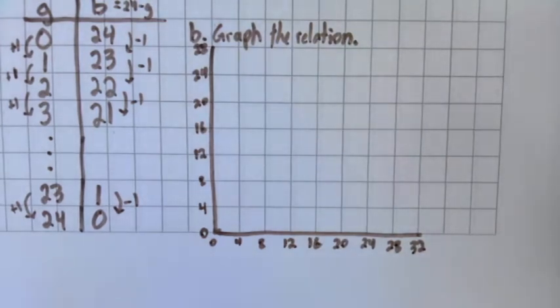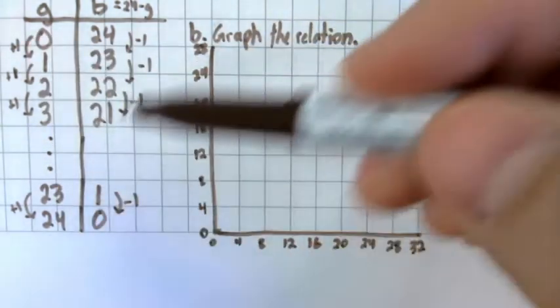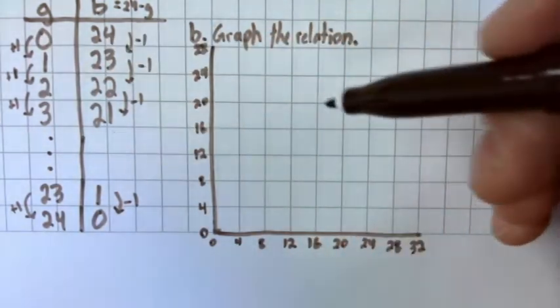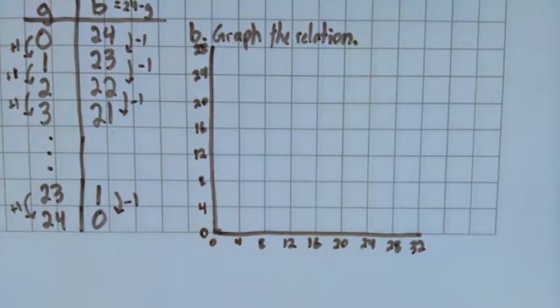And then all I need to do is start plotting these points. And we're going to see a nice pattern. I'm going to use a different color for my points so that they stand out a little bit. I'm going to use green.